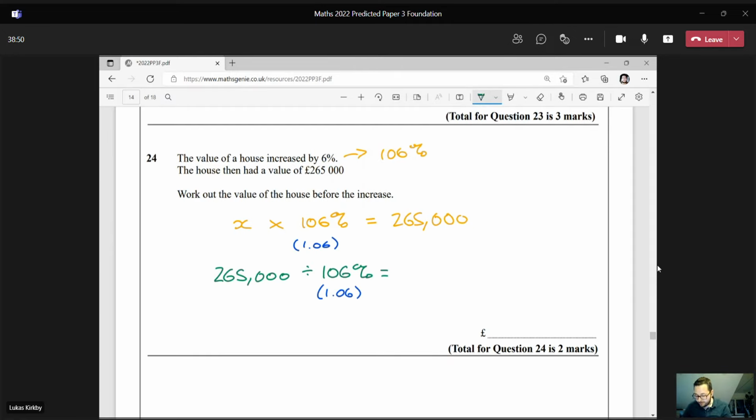Okay, and then I'll pop that in my calculator: 265,000 divide by 106, use my percent button on my calculator, and I get 250,000. Now normally these original prices are quite nice and round, so the fact that this is 250,000 feels good. Okay, and that's the answer.